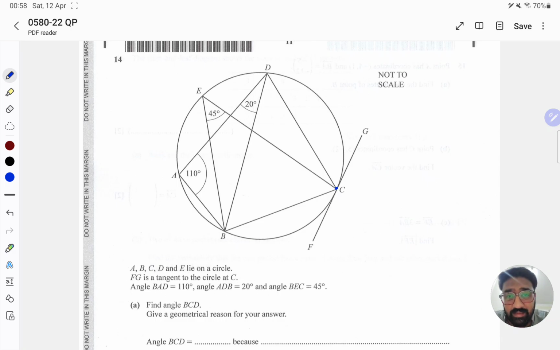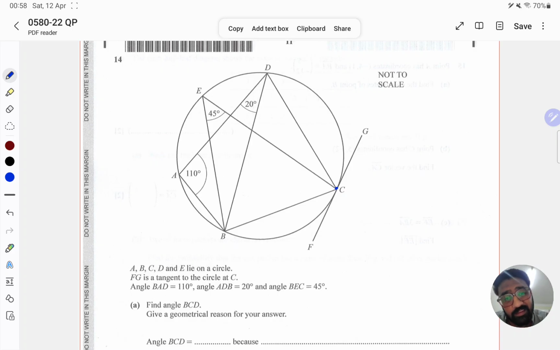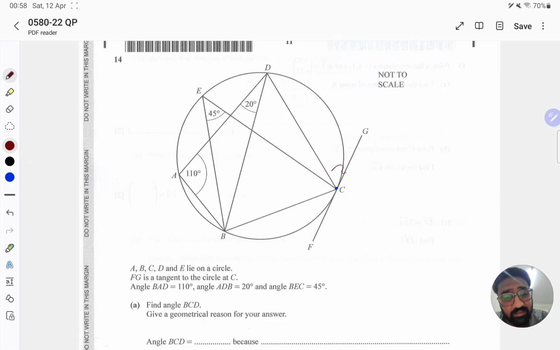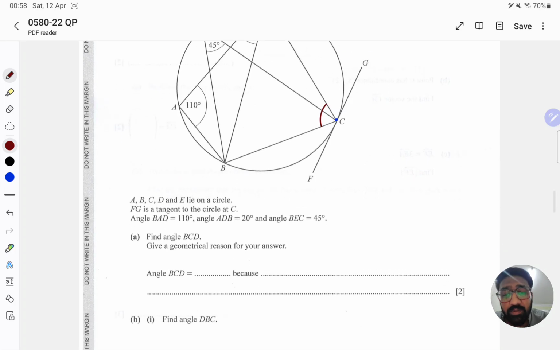Angle BAD is 110. Angle ADB is 20. And angle BEC is 45. Find angle BCD. So we need to find out B, C and D. So this is the angle that he is asking you to find out, BCD. Which property are you going to use? We also need to mention that property.